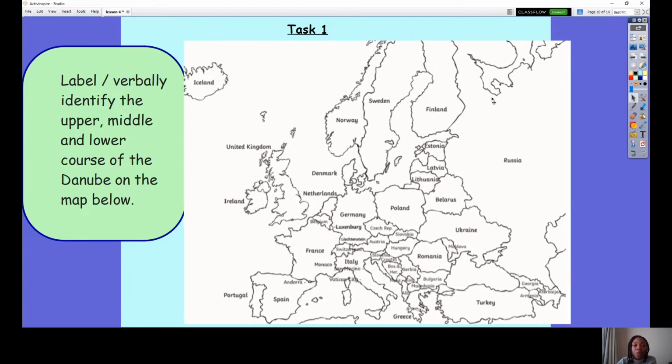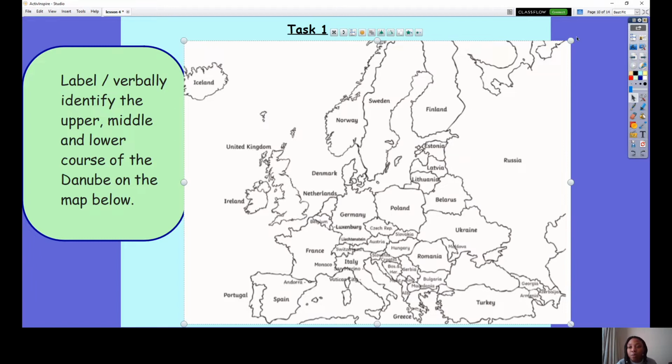Now, what I want you to do, I've put task 1, although you're not doing this now, as I'm talking to you about the River Danube and showing you its upper course, middle course, lower course, I want you to be labeling it on this map. If you have a printer at home, you can print this out. If you don't, then you're going to have to come back to this screen and identify where the upper course is, then the middle course, then the lower course after I have spoken about it.